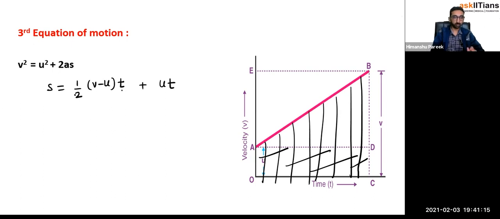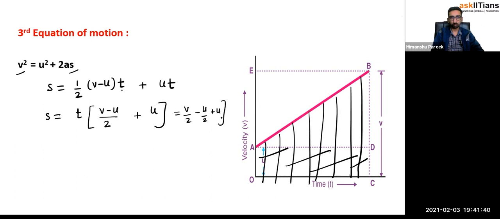Now, we have to calculate the relation between velocity and displacement. So what you should do is replace the time here. First of all, look at what I'm doing. I am taking the time common. What will this become? v minus u over 2 plus u, which I can write as v by 2 minus u by 2 plus u, multiplied by time. u minus u by 2 is nothing but u by 2. So this will become u plus v over 2 multiplied by time.